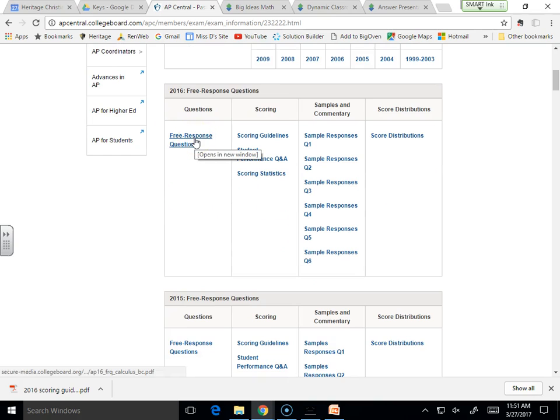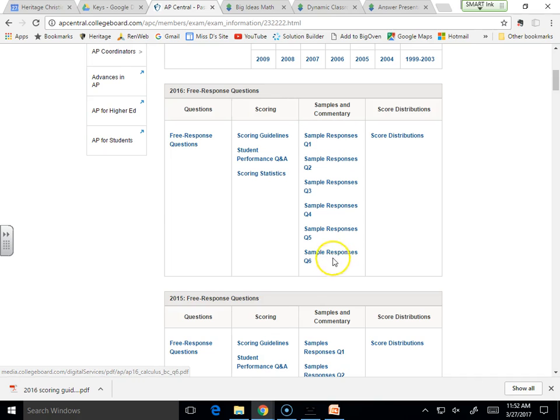2016 is what we're doing, right? This is just the questions. These are the scoring guidelines, what the AP graders or AP readers used. Student performance Q&A covers the common student mistakes, what they didn't interpret correctly, etc. And then there are actual student responses: here's one that got all the points, here's one that got half the points, here's one that got barely any points, like 3. They didn't show you 0, obviously. They showed a student that got 9, one that got 5, and one that got 3.